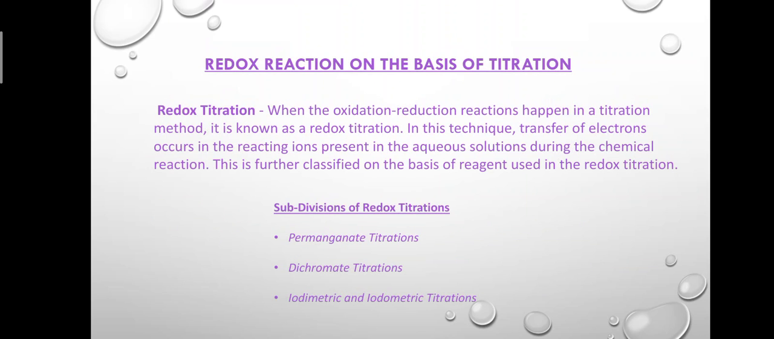Now, redox reaction on the basis of titration. When oxidation reduction reactions happen in a titration method, it is known as redox titration. In this technique, transfer of electrons occurs in the reacting ions present in the aqueous solutions during the chemical reaction. This is further classified on the basis of the reagent used in the redox titration. This redox titration has three subdivisions: permanganate titration, dichromate titration, and iodimetric and iodometric titrations.